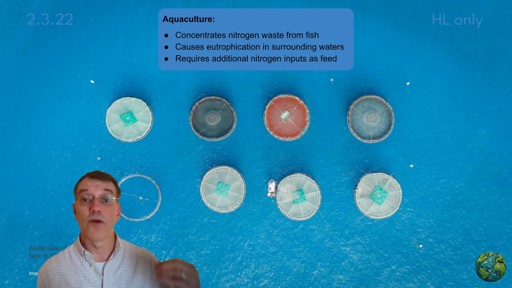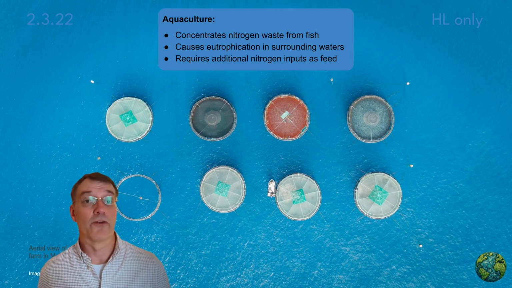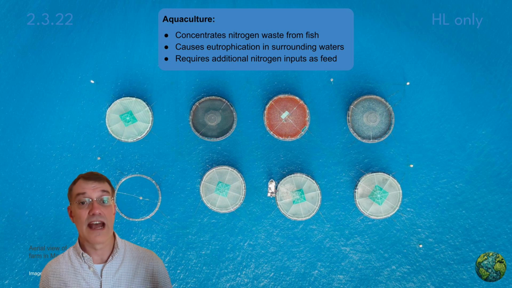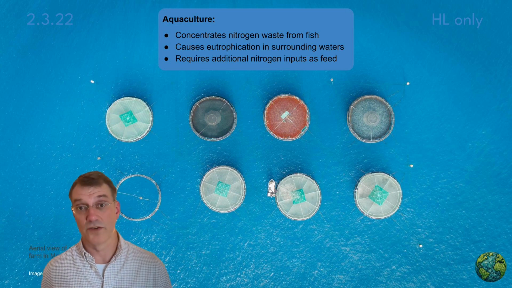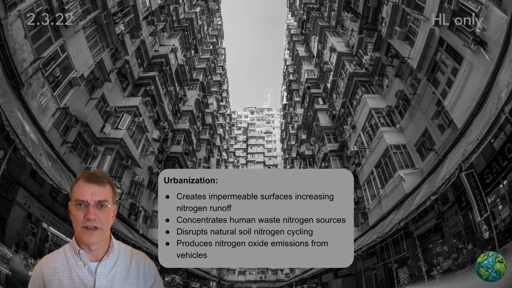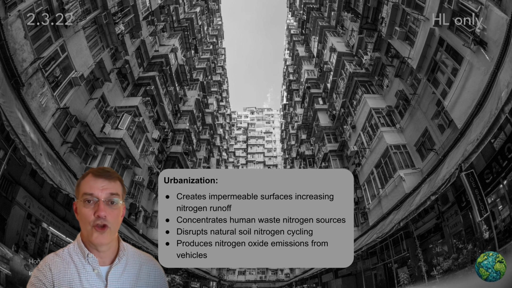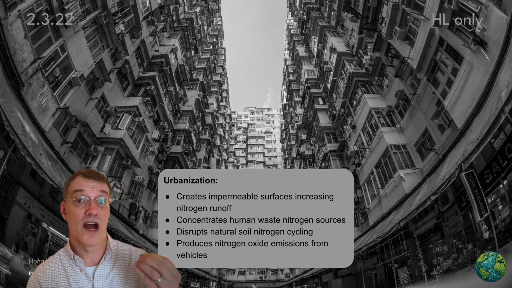Fish farms concentrate waste production in small areas, leading to nutrient enrichment of surrounding waters. The addition of feed and various additives further alters natural nitrogen cycles in aquatic systems. In urban environments, the natural nitrogen cycle faces multiple disruptions. Impermeable surfaces increase nitrogen runoff, while concentrated human waste creates localized nitrogen hotspots.